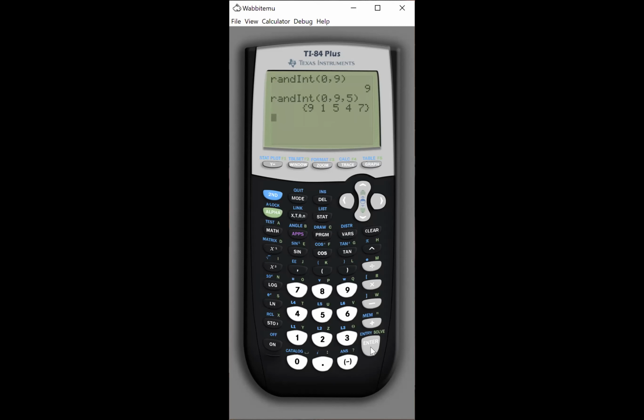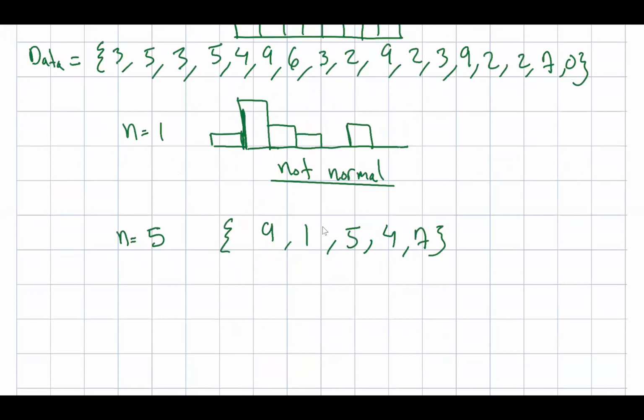If you look at my 5 numbers, it gave me back 9, 1, 5, 4, 7. Once you get those 5 numbers, this is what I want you to do with them. Right now you shouldn't be doing anything, just paying attention to what I'm going to do with those 5 numbers. I want you to take the average of those 5 numbers. Hopefully you still remember how to take the average: you add up all the numbers, and then you divide by however many numbers you have. Since I have 5 numbers, you divide by 5.